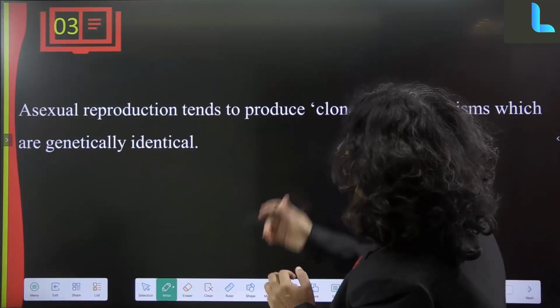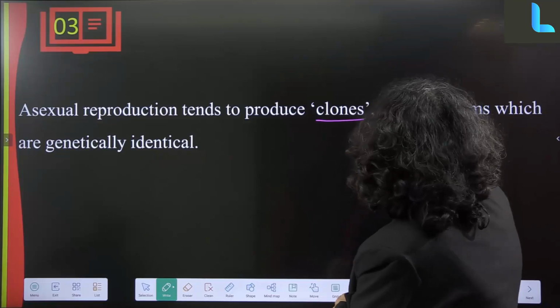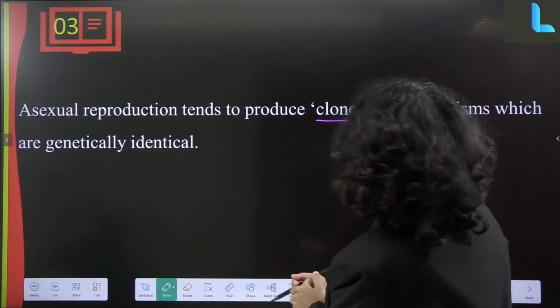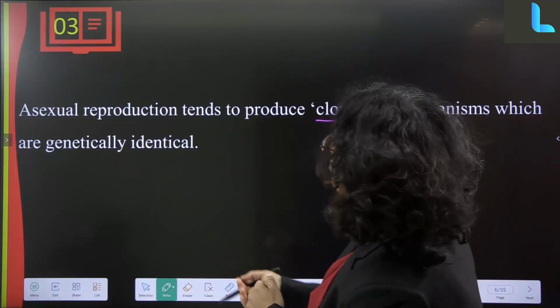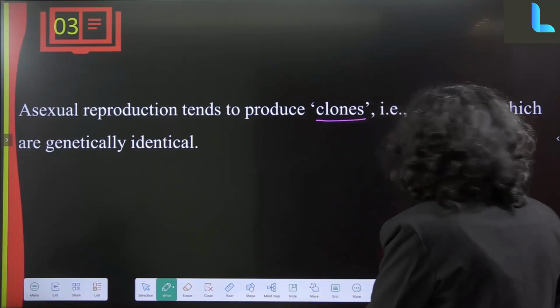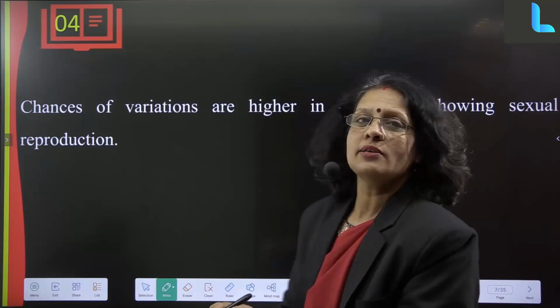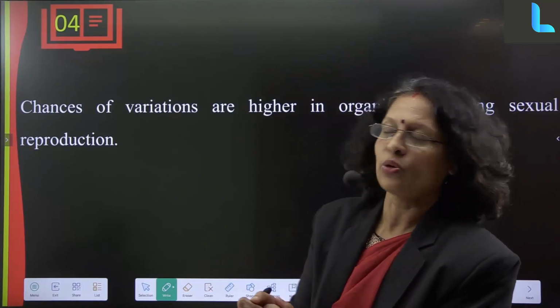Now let us see, asexual reproduction tends to produce clones. Okay. And clones means the identical ones. Organisms which are genetically identical are called clones. So clones can be produced by asexual reproduction, but the chances of variation happen when there is sexual reproduction. When sexual reproduction happens, that time the variation occurs.